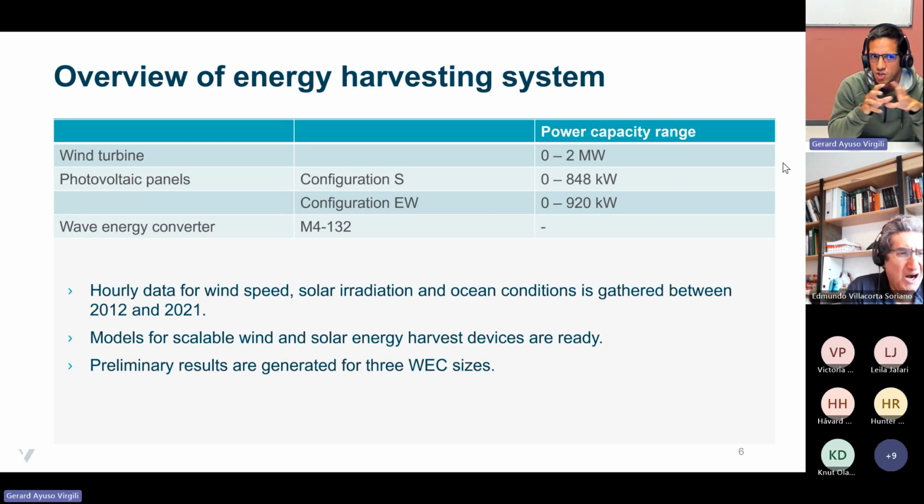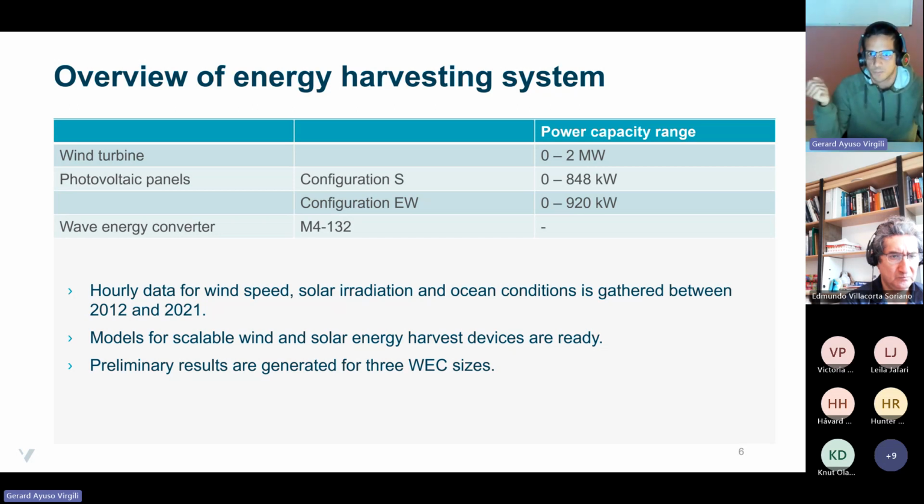And the idea is that each of these two types of energy would have a variable power capacity. What that means is that we're not setting a specific wind turbine with a specific power rating, but we want to be able to adjust the power capacities of all the systems to see which is the best combination of each one. And then in order to simulate the system, we would have hourly data for wind speed, solar radiation, and wave ocean conditions for 10 years, which will be the span of time in which the system will be simulated.